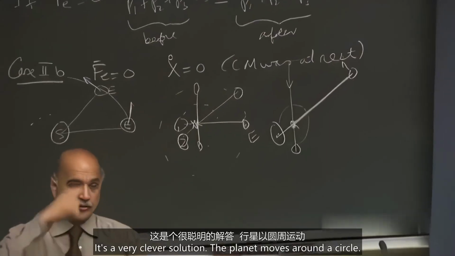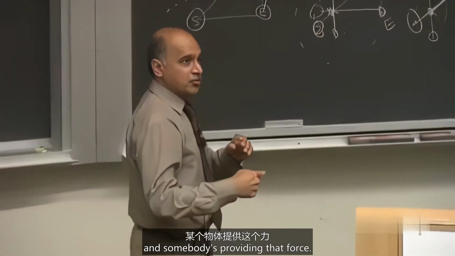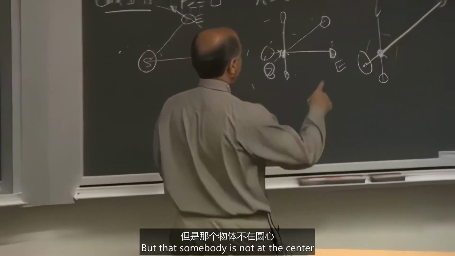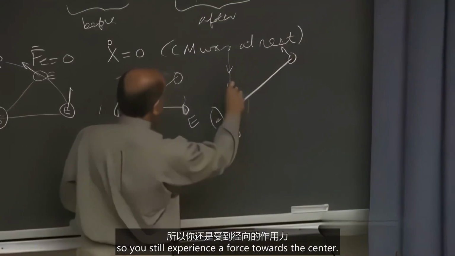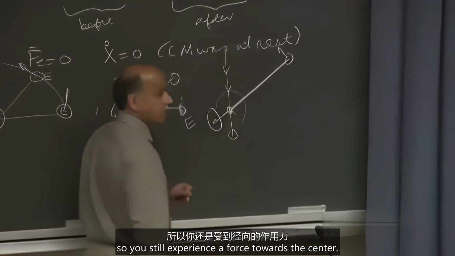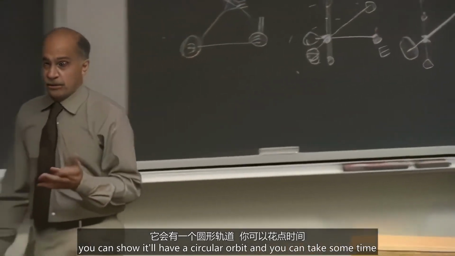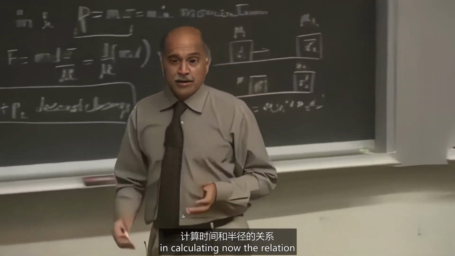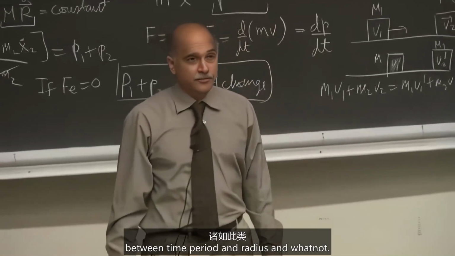A planet moves around a circle. It has an acceleration towards the center. And somebody is providing that force, but that somebody is not at the center, but always on the other side of the line joining you to the center, so you still experience a force towards the center. Under the action of that force, you can show it will have a circular orbit, and you can take some time calculating now the relation between time period and radius and whatnot.